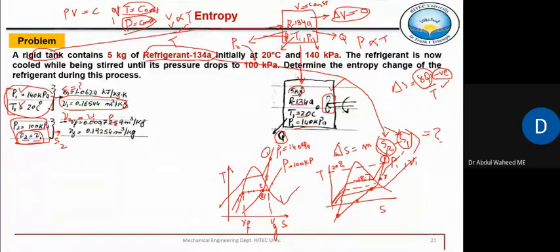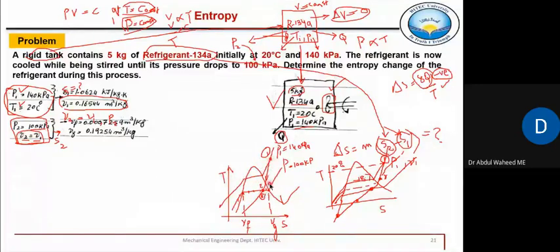Okay. So in the exam, first you have to draw a schematic with all the energies crossing the system boundary, and then you will be asked to draw a TS or PV diagram. So here is the TS diagram of this question. This is point 1, this is point 2.